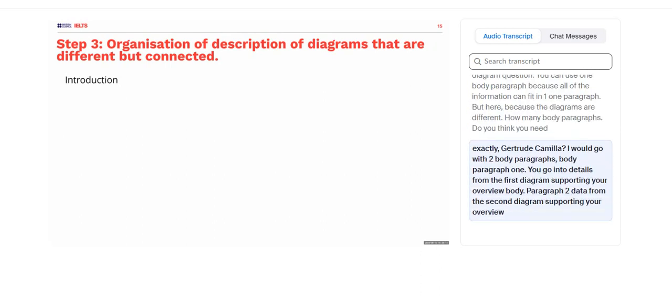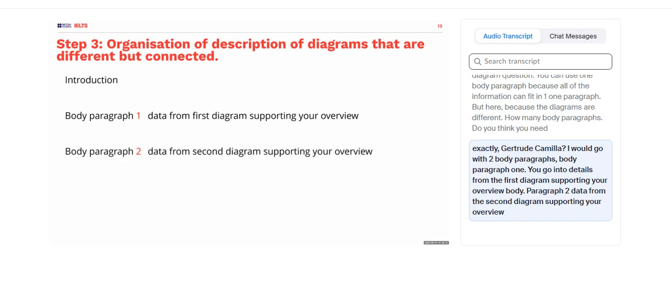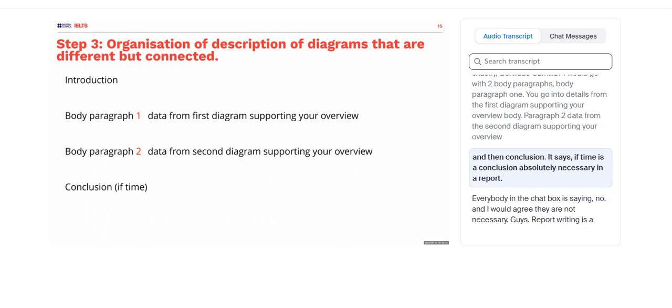Exactly, Gertrude, Camila. I would go with 2 body paragraphs. Body paragraph 1, you go into details from the first diagram supporting your overview. Body paragraph 2, data from the second diagram supporting your overview. And then conclusion. It says if time.